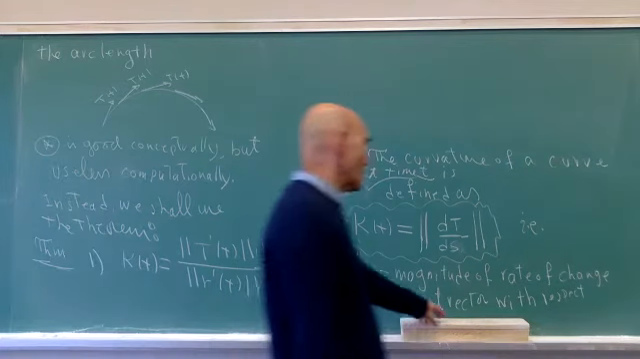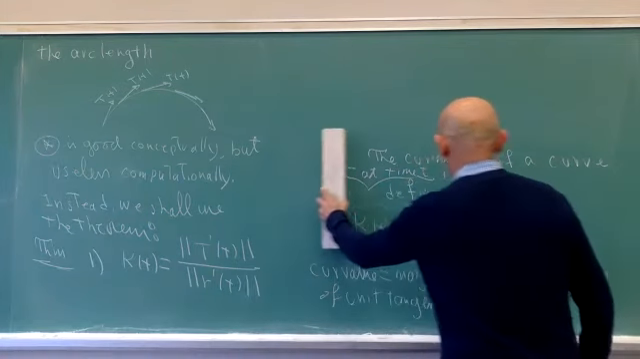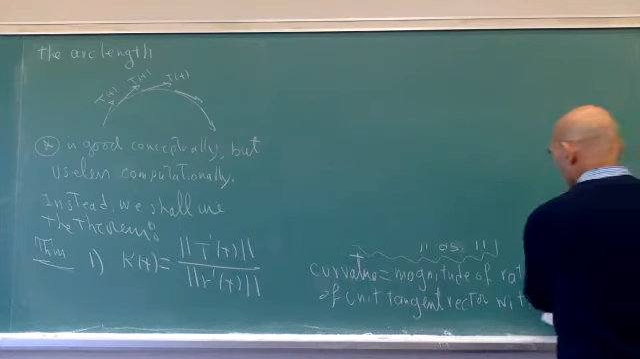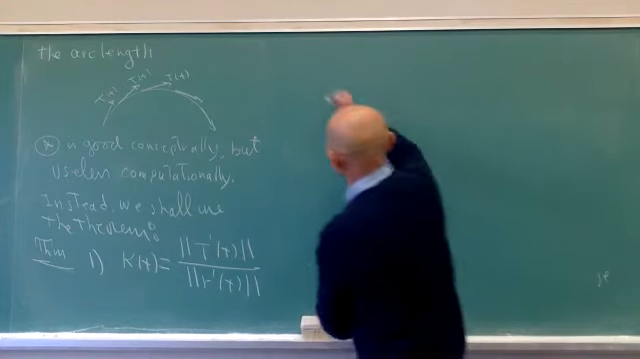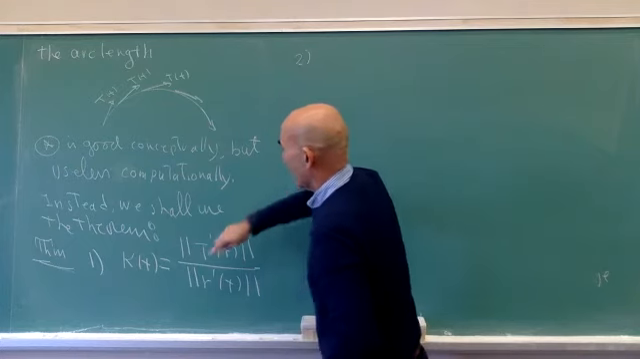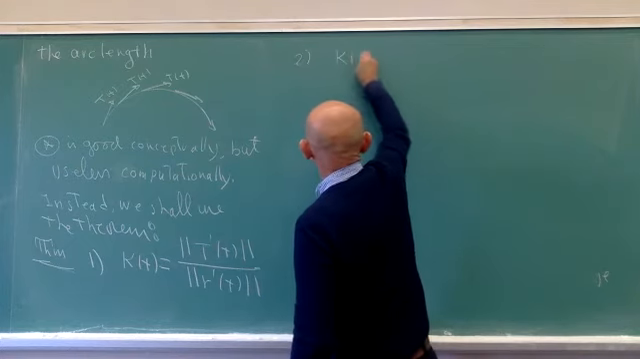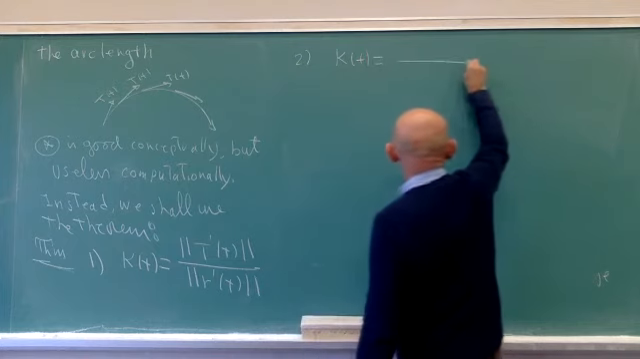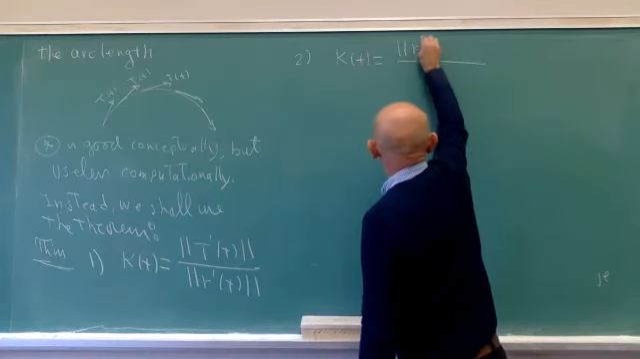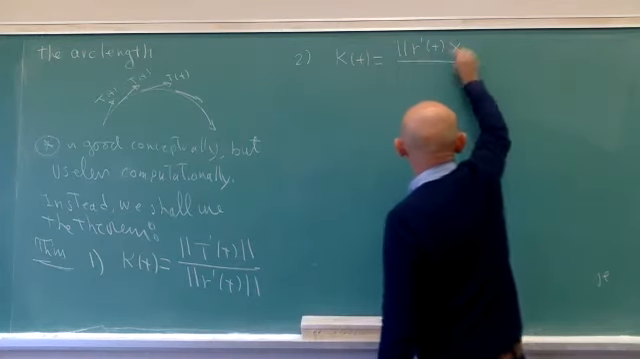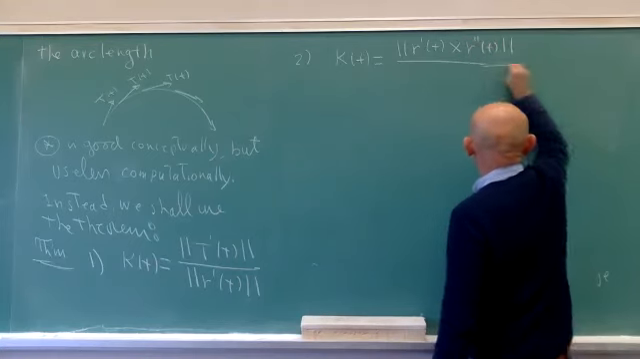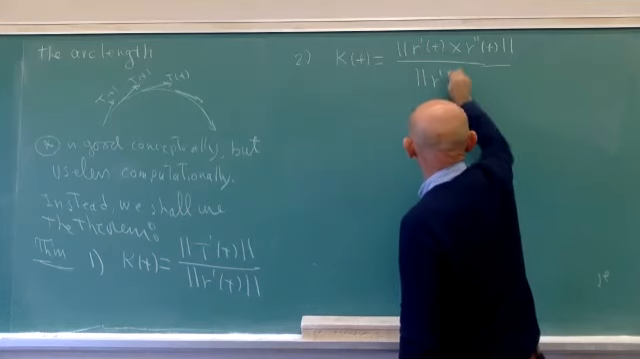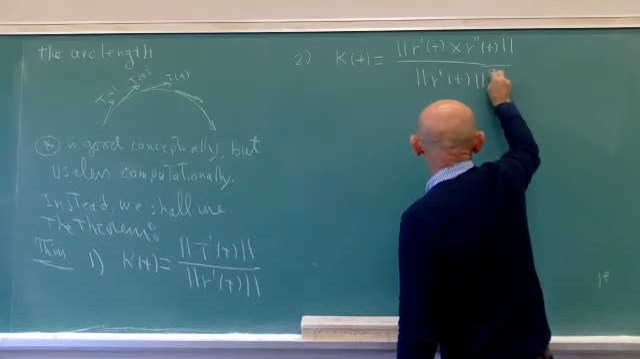And the second part should be a total surprise to you, and it is surprising. So part two is that kappa of t is actually given by the norm of r prime of t cross r double prime of t, divided by the norm of r prime of t cubed.